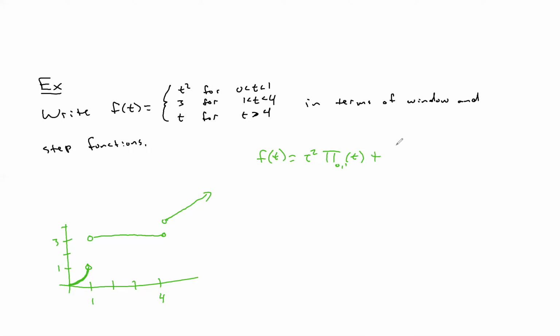Plus, and remember, since this is 0 everywhere outside of this interval, then adding something to it won't affect anything that happens on those other intervals. Between 1 and 4, we've got 3. So we've got 3 times our window function, which is usually 1, but if I multiply by 3, then it's going to go up to 3. So window function from 1 to 4.